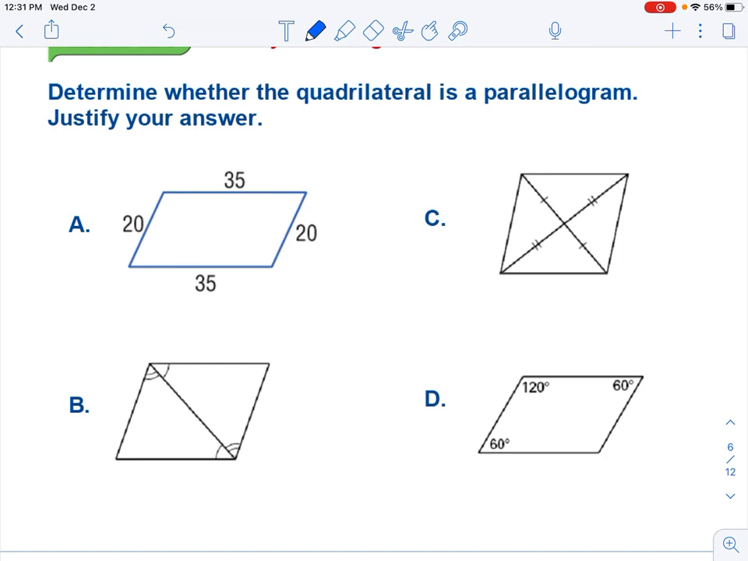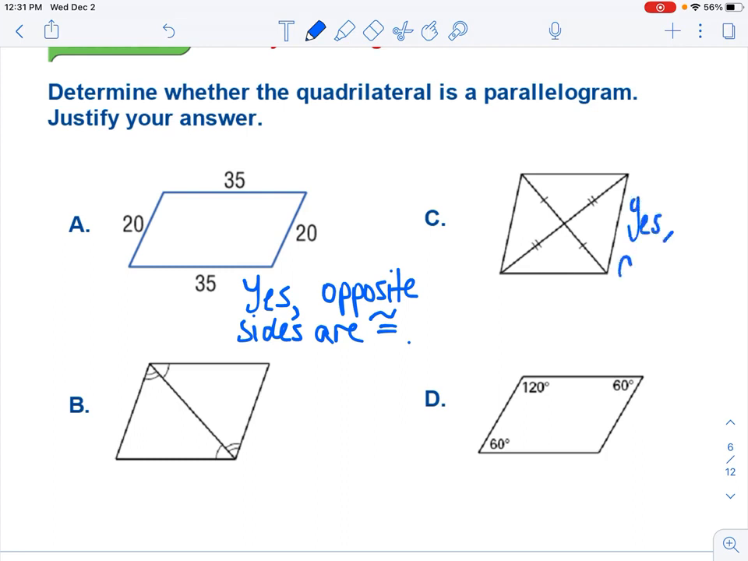Determine whether the quadrilateral is a parallelogram. Justify your answer. Well, we did just have all those theorems. I would say the first one, part A, is yes, because opposite sides are congruent. I'm going to go ahead and go to C. This is also a yes, because the diagonals bisect each other.